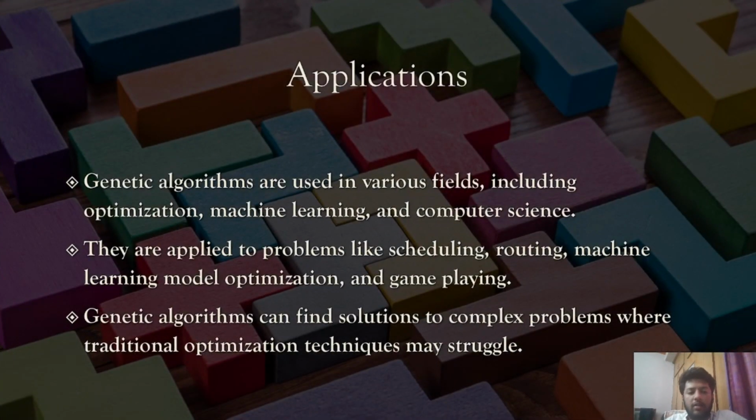Coming to the applications part, these algorithms are used in various fields, including optimization, machine learning, and computer science. So they are applied on problems like scheduling, routing, machine learning, model optimization, and game playing. So genetic algorithms can find solutions to complex problems where traditional optimization techniques might struggle, and these are the major applications.